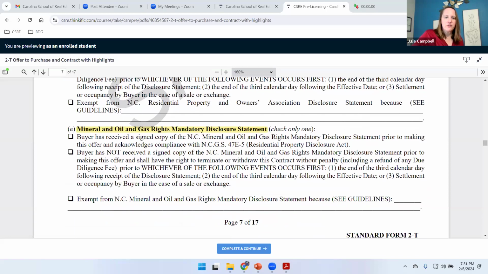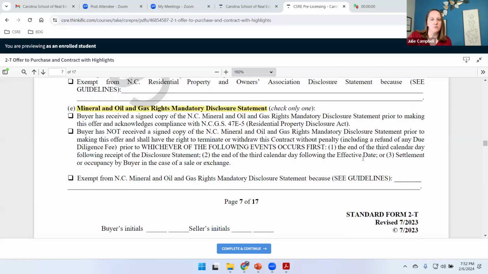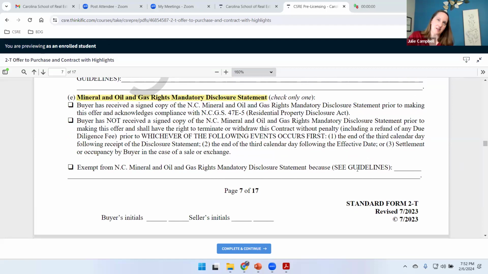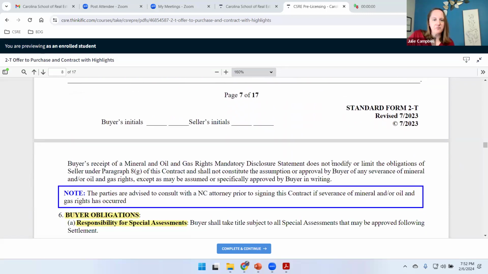Then we go through that same little exercise with the mineral and oil and gas rights mandatory disclosure statement, also known as the MOG. Buyer has received it, or buyer has not received it, in which case, within the stipulated amount of time, they can withdraw this contract without penalty. And once again, that does include a refund of the due diligence fee. Or it could be that the MOG is exempt. The guidelines, by the way, tell you the different reasons, but you guys don't need to get bogged down with that.